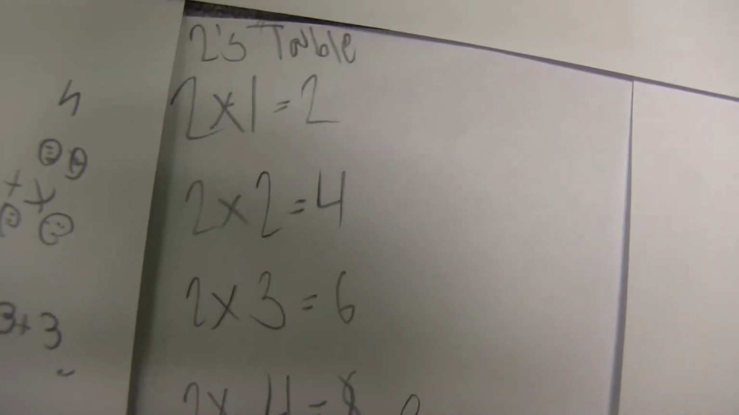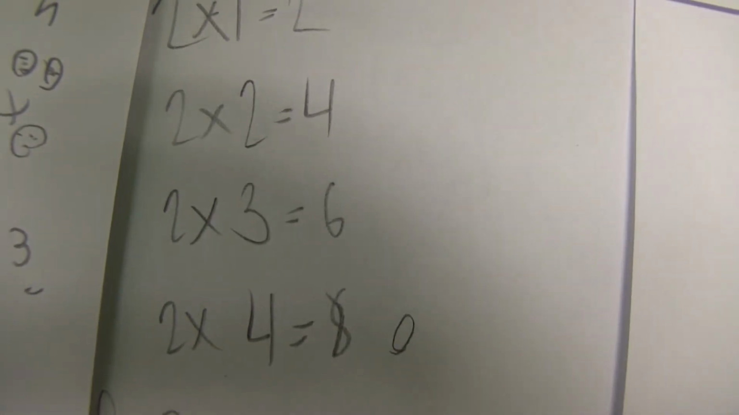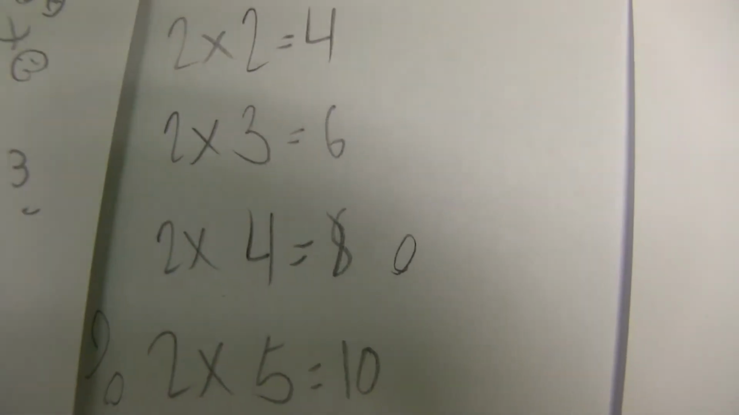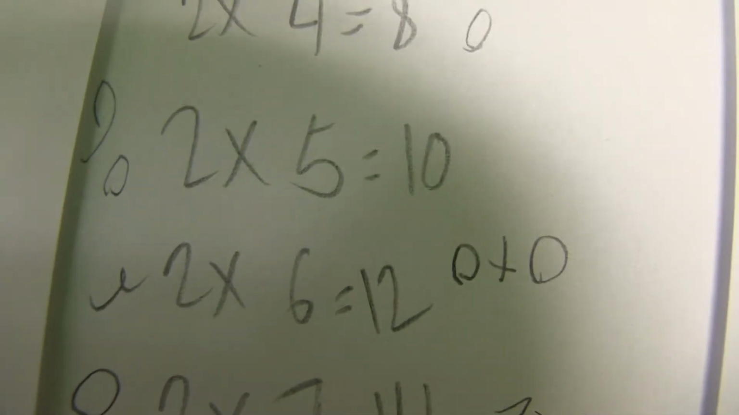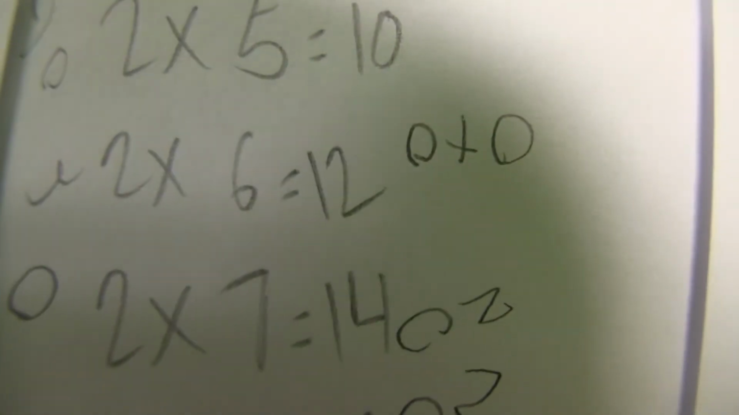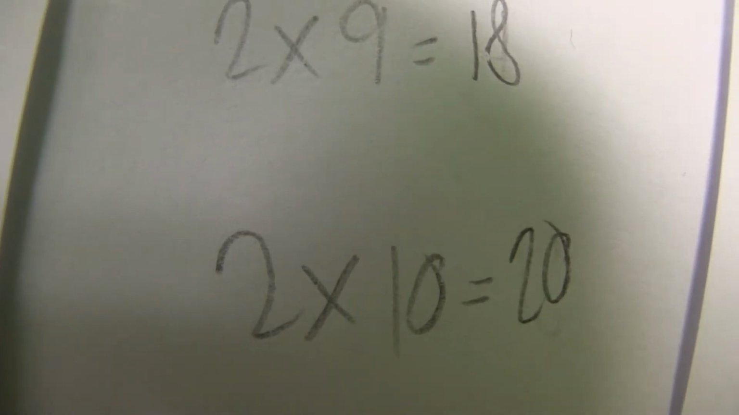Alright, so 2 times 1 is 2. 2 times 2 is 4. 2 times 3 is 6. 2 times 4 is 8. 2 times 5 is 10. 2 times 6 is 12. 2 times 7 is 14. 2 times 8 is 16. 2 times 9 is 18. And 2 times 10 is 20.